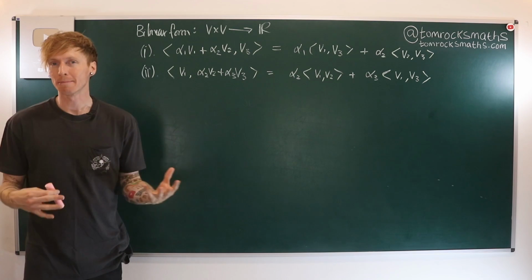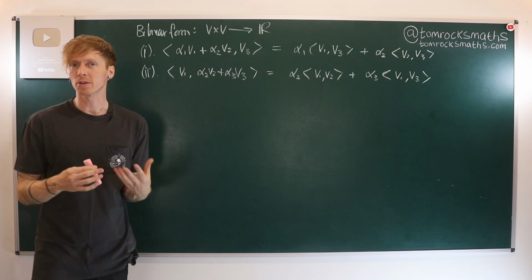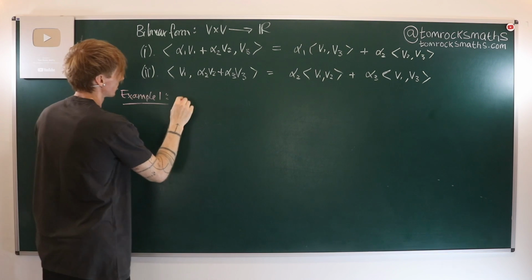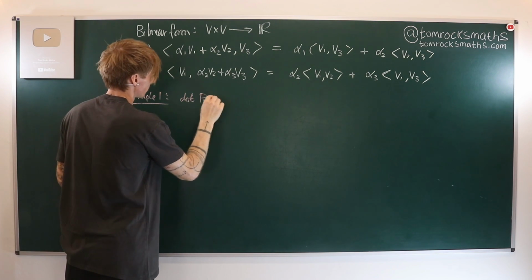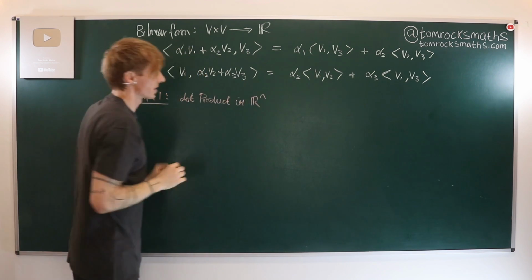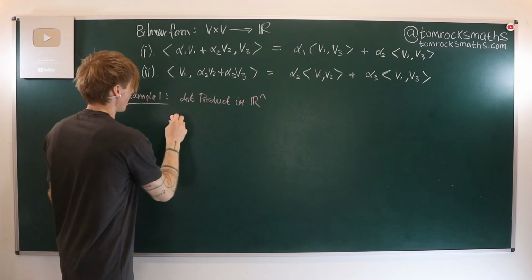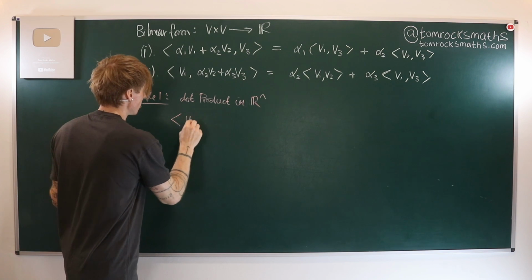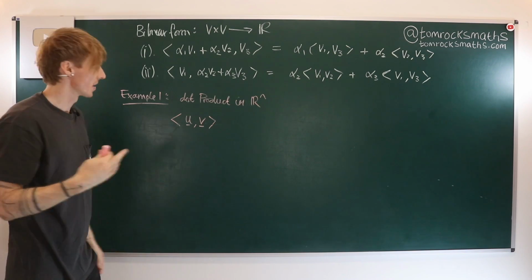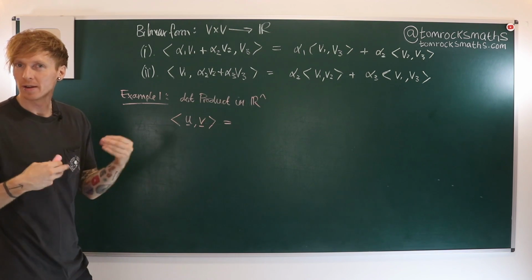Perhaps the most common example of a bilinear form is actually the dot product, which I imagine most of you are already familiar with. So let's call this example 1, the dot product, and we'll take this in Rn, our standard n-dimensional real vector space. So here, if we have two vectors, let's suppose we had u and v, and we were to take that inner product, then we would simply define this exactly as we would define the dot product.